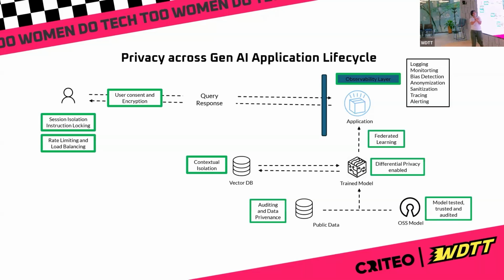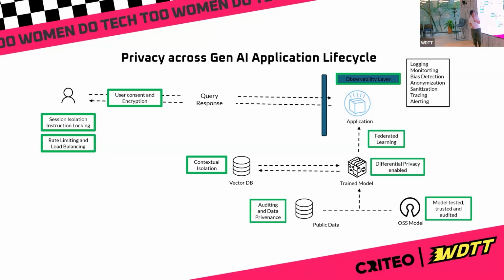The observability layer, which I find the most interesting, because this is what I talked about. You want to make sure that you are logging all input data, you're monitoring it, you're detecting any kind of bias, you're anonymizing any identifiable information, you're sanitizing if there are prompts, if there is toxic language, and you are alerting in case of malicious inputs. You have your model, which is differential privacy enabled, as well as federated learning enabled. The open source model you're using has been tested and audited.